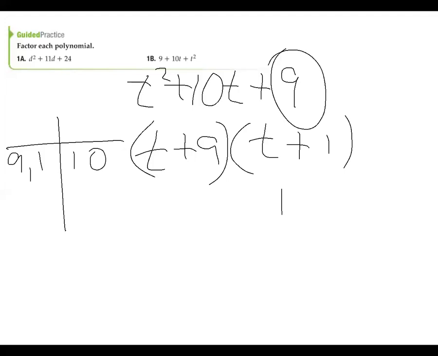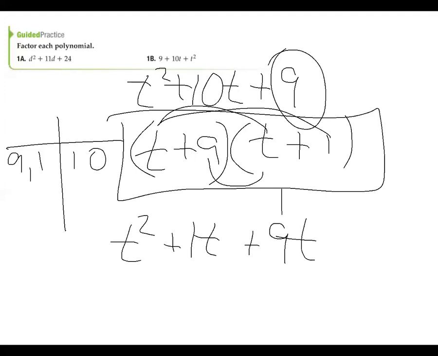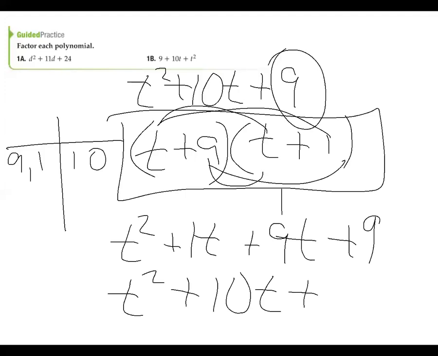Okay, so if I check this by foiling, firsts give me t squared, outers give me 1t, inners give me 9t, lasts give me 9, and that simplifies to t squared plus 10t plus 9.